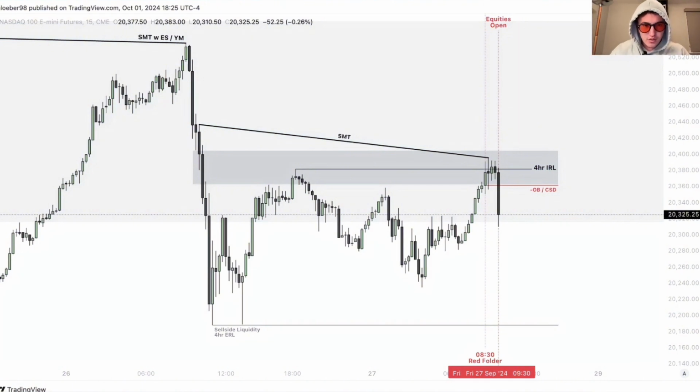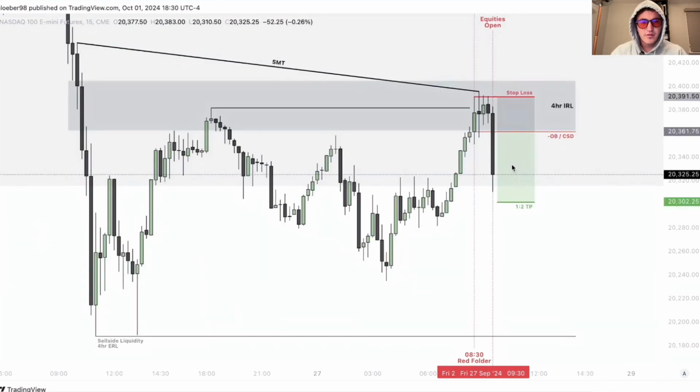And all we need to do here is simply enter off of the tag of that 15-minute bearish order block / change in state of delivery candle that got created at equities open. So what we're doing is we're setting a limit at the tag of that opening price with a stop loss at the candle high that ran liquidity and created our 4-hour SMT divergence. And all we do is look for a 1 to 2 risk to reward.